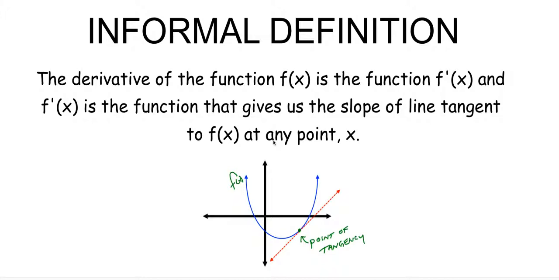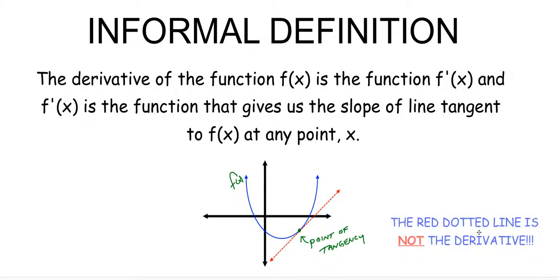So for example, if I have this blue parabola down here and I want to find the slope of the tangent line at any point of tangency, so in this case right here, in order to find that slope, I need to use the derivative of f of x. And as that point moves about the parabola, the slope of the tangent line is constantly changing. An important thing to note is that the tangent line there is not actually the derivative. The red dotted line is not the derivative. The red dotted line just has a slope that we found using the derivative.